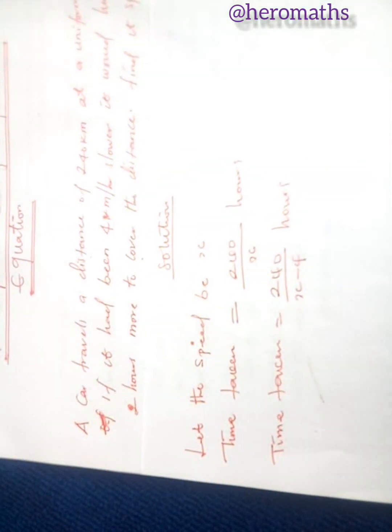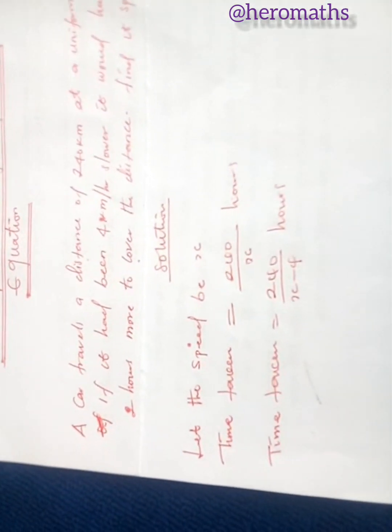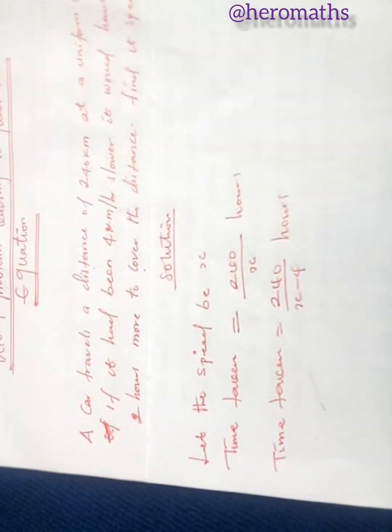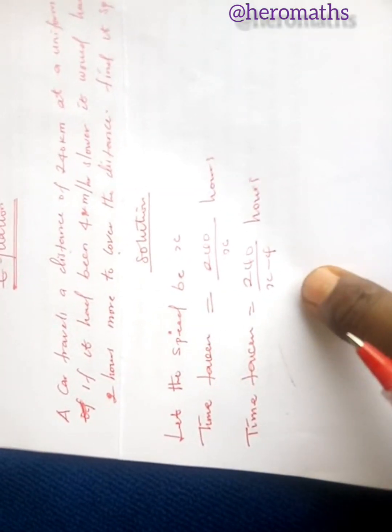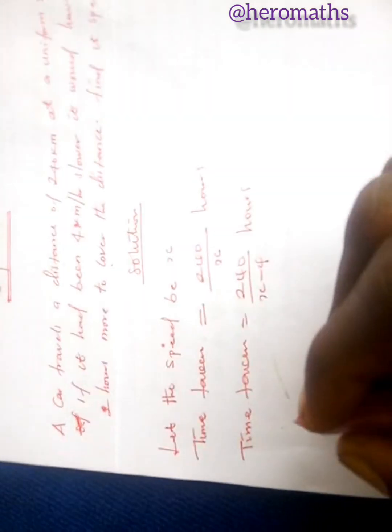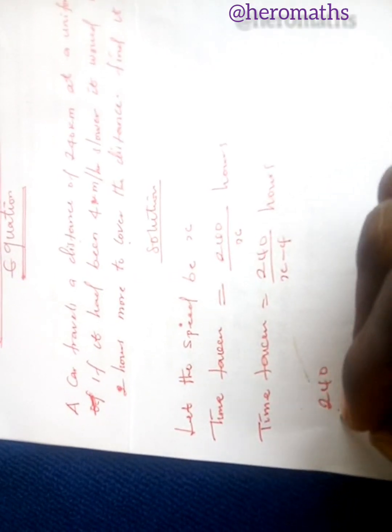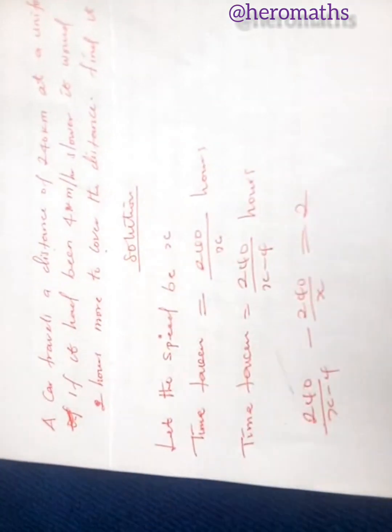Now they say if this happens, the time traveled will be increased by 2 hours. That is, if the time was 4 hours, then if this happens, the time will be 6 hours. That means the second time, 240 divided by x minus 4, minus the uniform speed time, 240 divided by x, is equal to 2. Now we have an equation here, but this is not yet a quadratic equation.